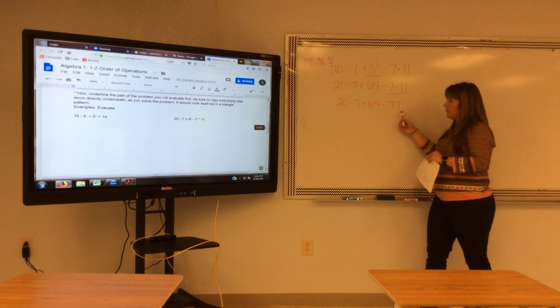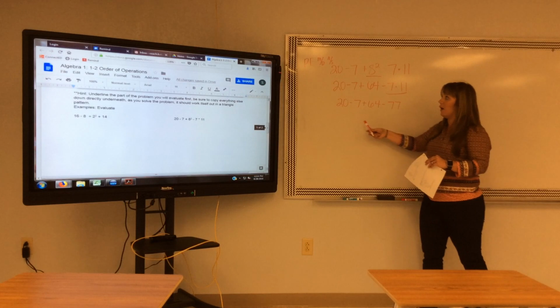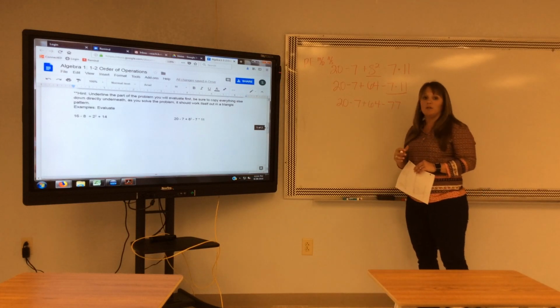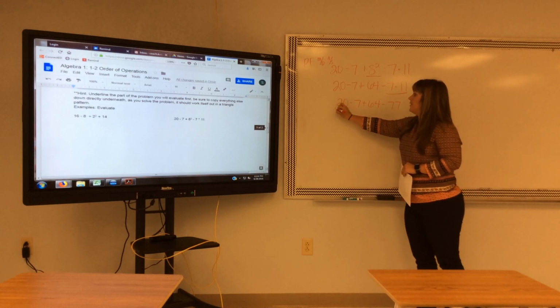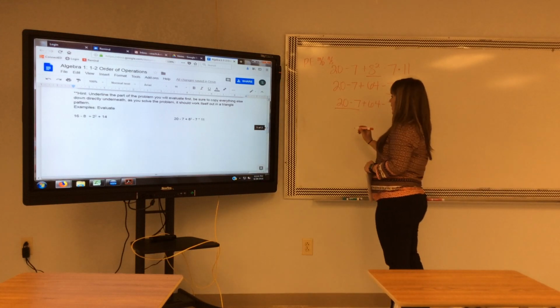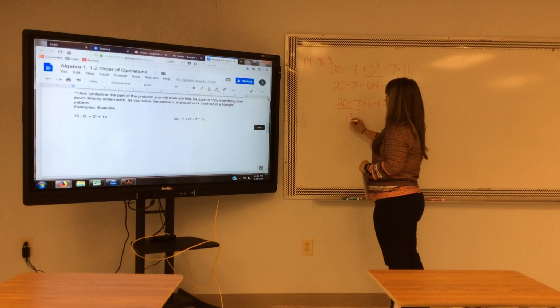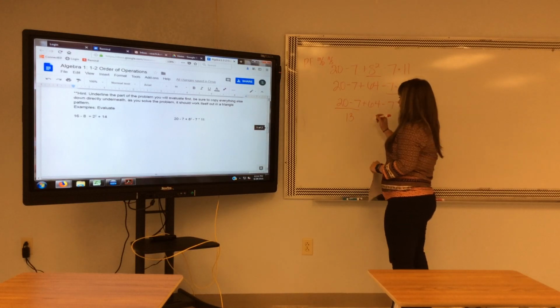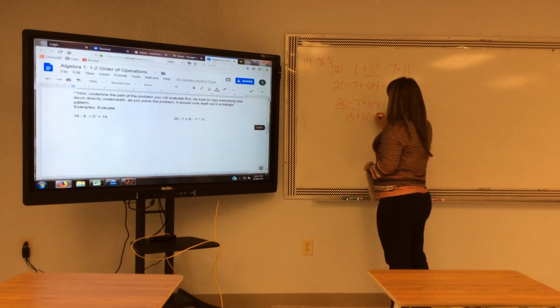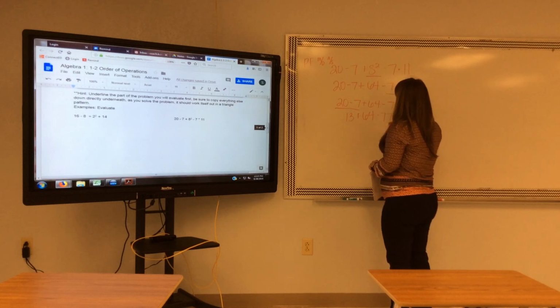Parentheses, no. Exponents, no. Multiplication and divide, no. So I'm down to addition and subtraction. Starting from left to right, I have 20 minus 7. That's what I'm going to do first. 20 minus 7 is 13. Bring everything else down. Plus 64 minus 77.